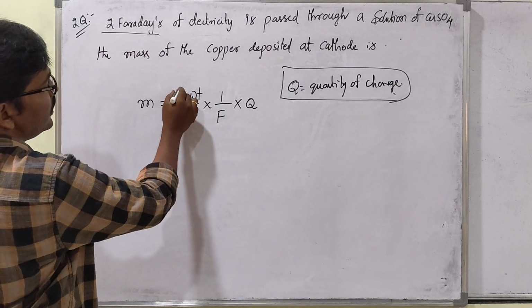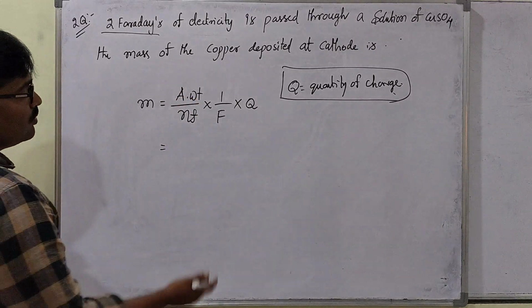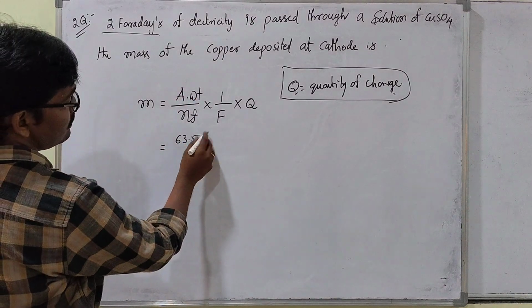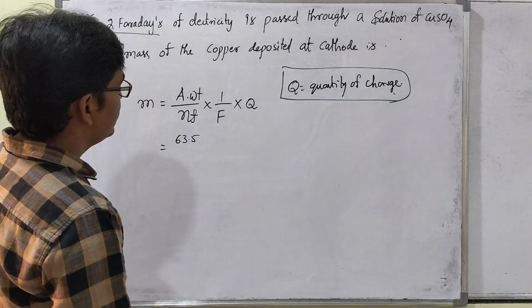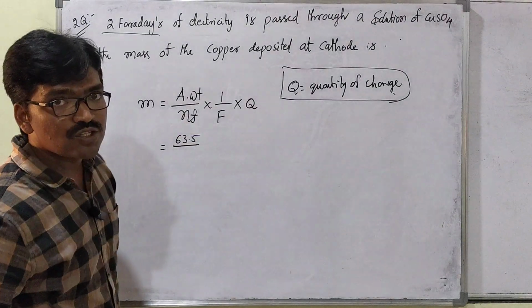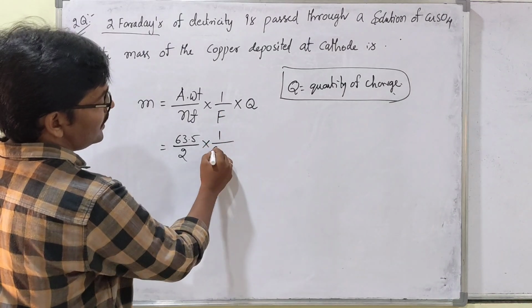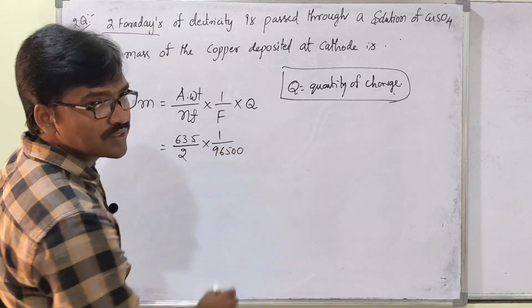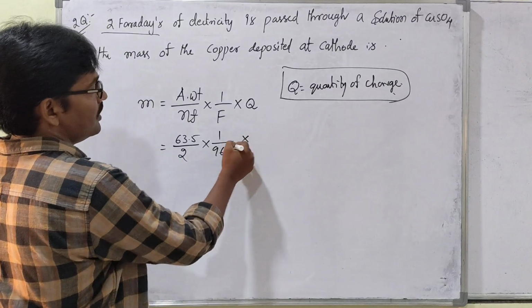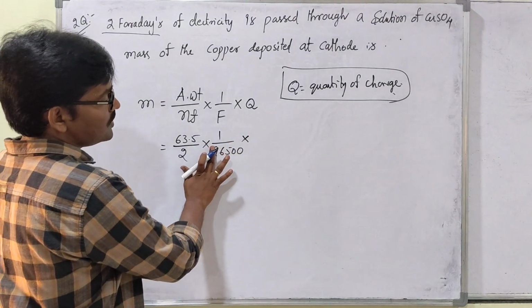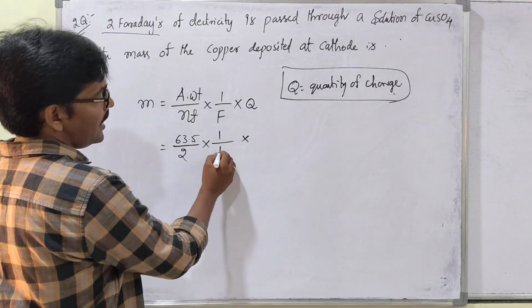Here it is copper, so the atomic weight you have to take. How much is the atomic weight given? 63.5 is given, my dear students. Then 63.5, and the n factor is 2. Then 1 divided by 96,500 coulombs. Clear? Right. Then 96,500 coulombs, just leave it. Then Faradays as usual.